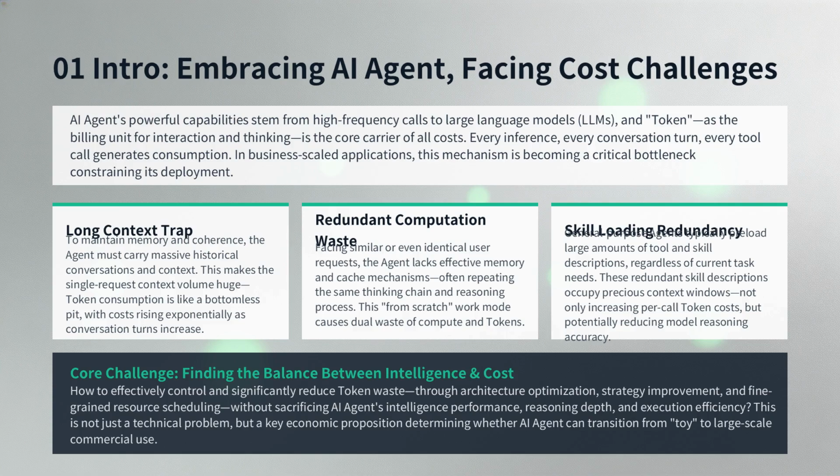This challenge is high token costs. Every agent thought and call consumes tokens. Long context, redundant computation, and skill bloat are the 3 black holes causing cost runaway. How to spend money wisely while keeping the agent smart is the core problem we'll solve today.